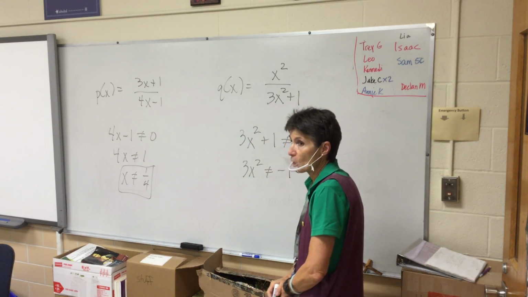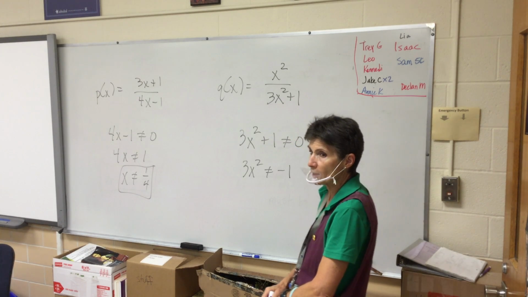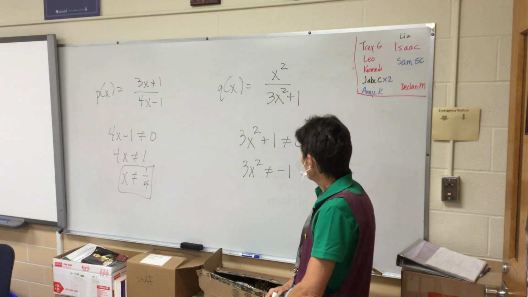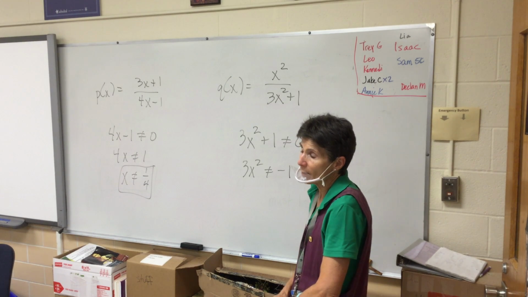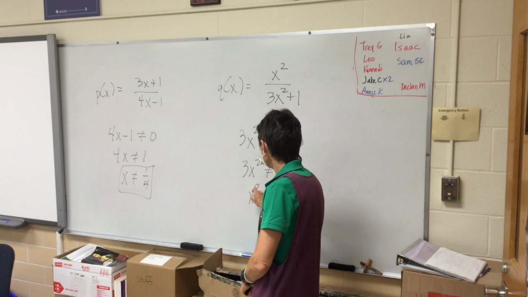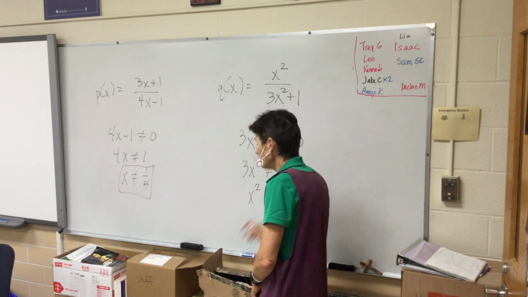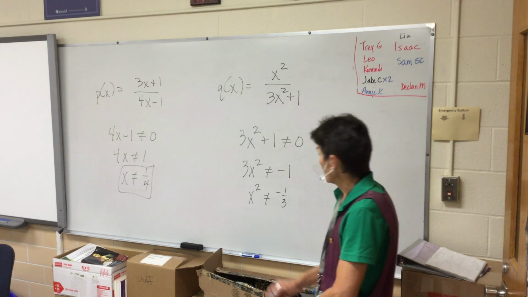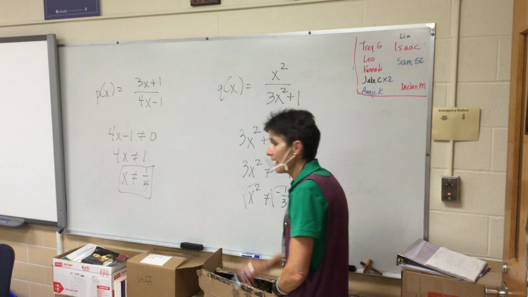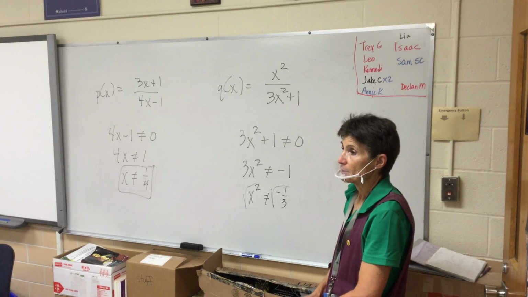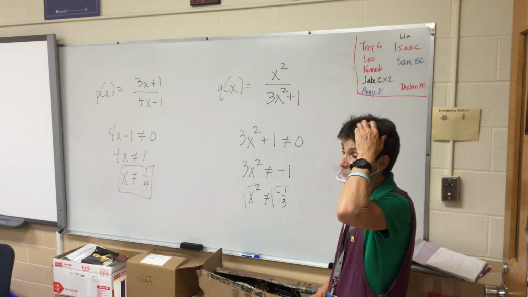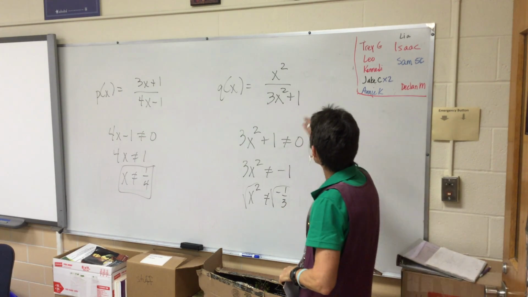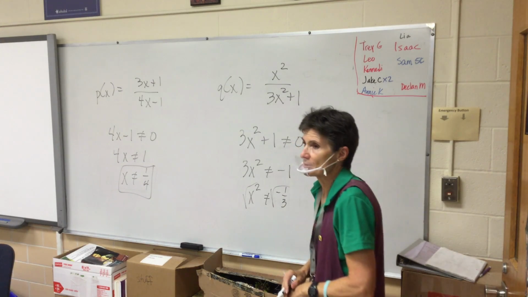Anything about this starting to bother you? I said this was a trick question. It is. Anything here starting to bother you? X squared. Well, it's not the fact that we have an x squared, it's the fact that x squared is going to equal a negative number. So when I square root it, what's going to happen? I'm going to have an i. Do I want i's? No, actually, quite the opposite. This domain is all real numbers.